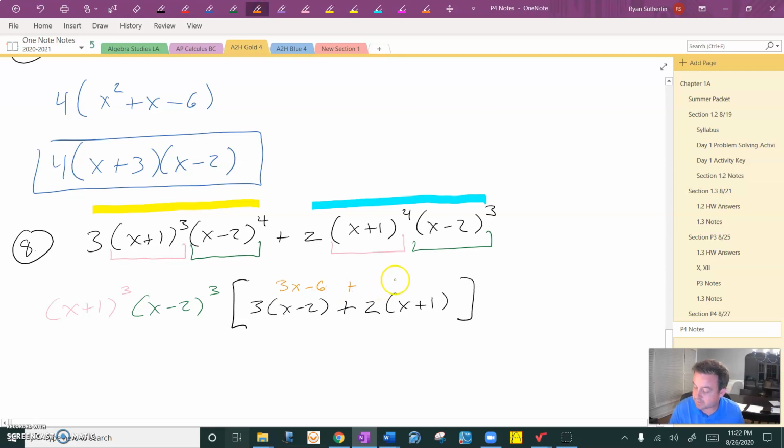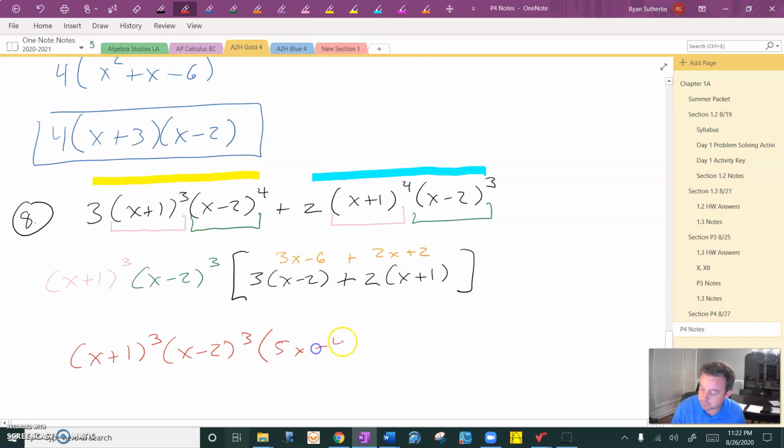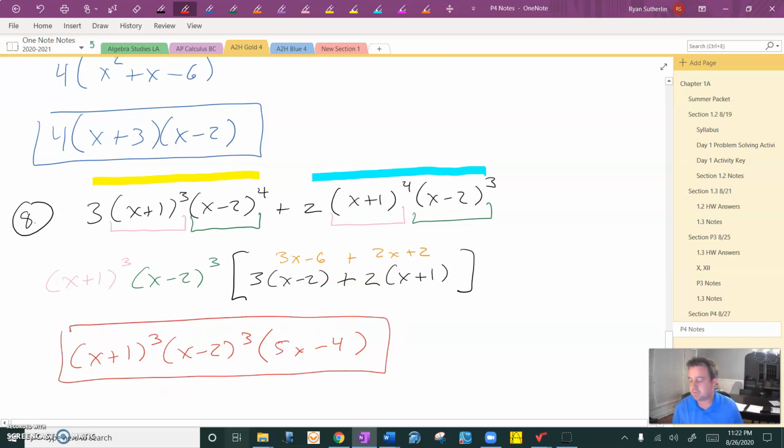So we have 3x minus 6 plus 2x plus 2. And so now, if I want to combine everything, I have x plus 1 to the third, x minus 2 to the third, 3x plus 2x is 5x, negative 6 plus 2 is minus 4. So that polynomial factors into those 3 terms. And what factoring is going to help us do is find the roots or the zeros, or what we call the x-intercepts of our polynomials. And it's going to be essential to our graphing.